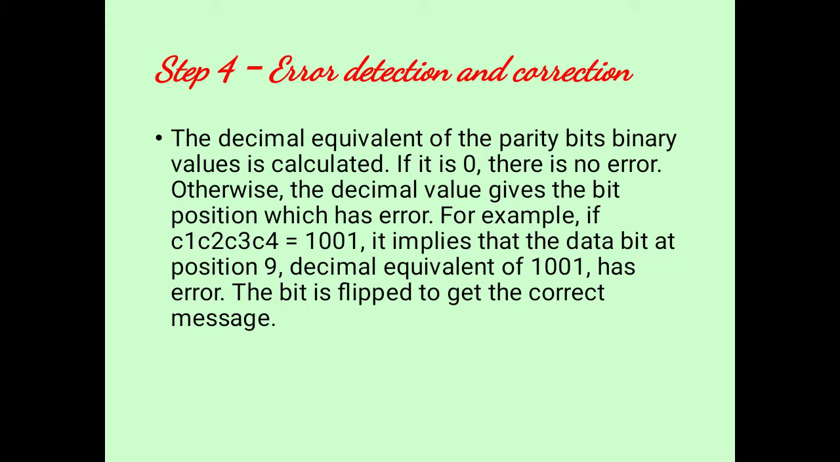Now the last step is error correction and detection. The decimal equivalent of the parity bits' binary values is calculated. If it is 0, there is no error. Otherwise, the decimal value gives the bit position which has the error. For example, after calculating the bits C1, C2, C3, C4, if the data is like this, it implies that the data bit at position 9 has an error, because 1001 represents the decimal equivalent of 9. So there is an error in position number 9. This bit is flipped to get the correct message.